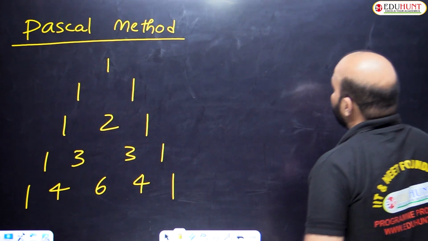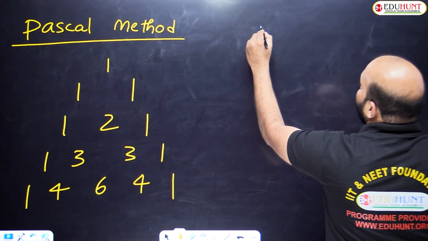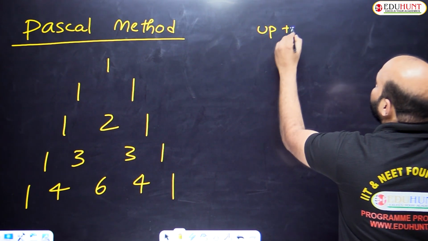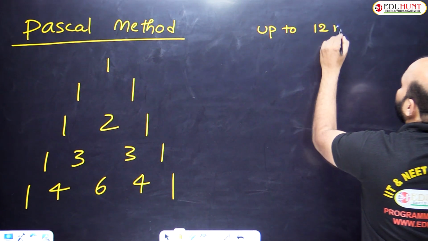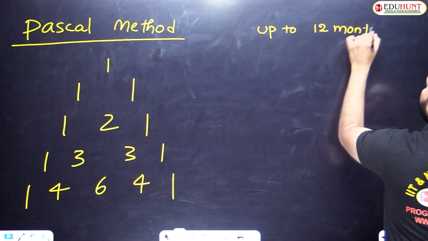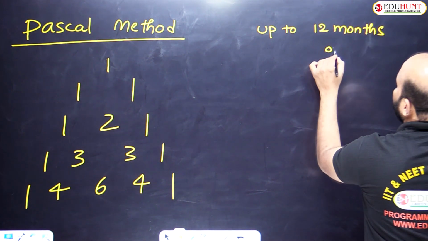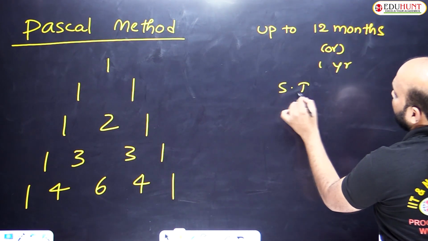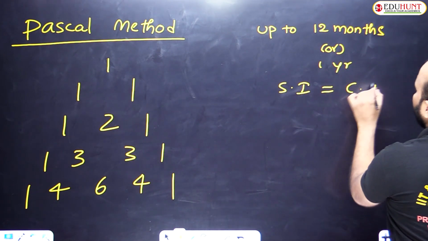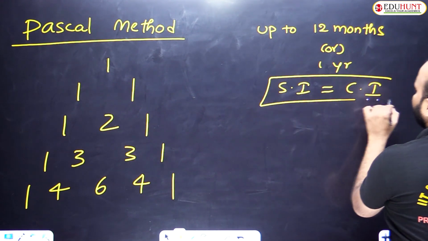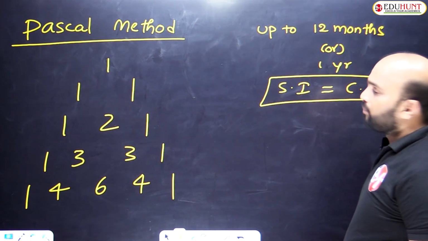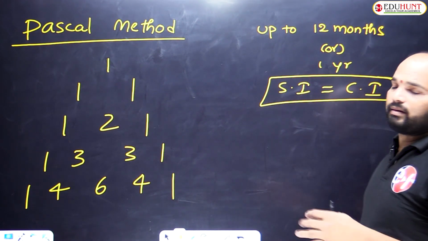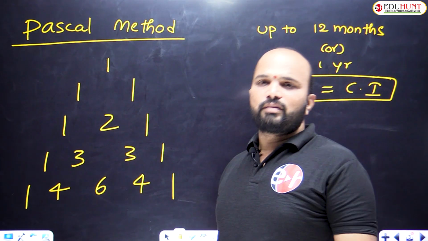But clearly we need to notice that up to 12 months, nothing but up to 1 year, simple interest and compound interest will be the same. This is very important. But from the second year onwards, compound interest increases while simple interest stays constant.